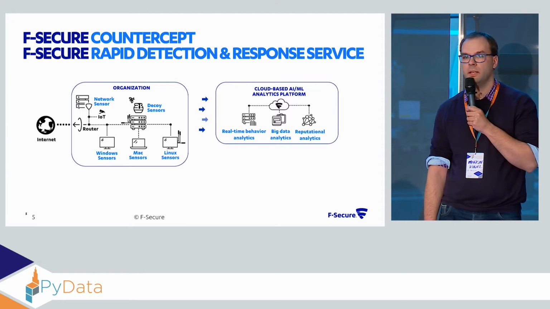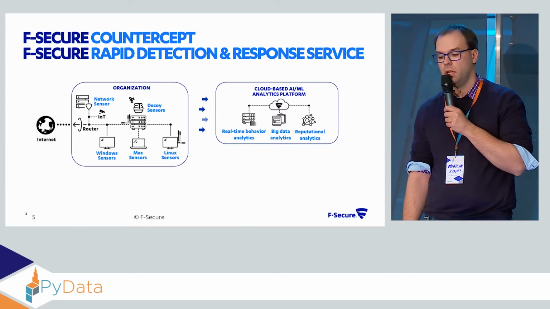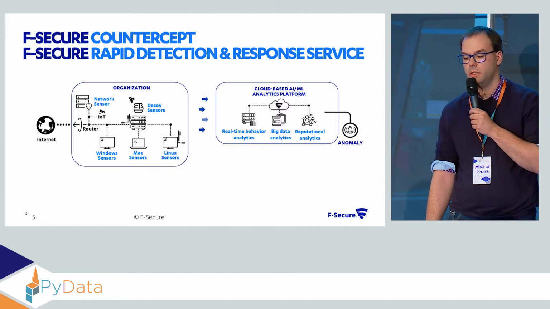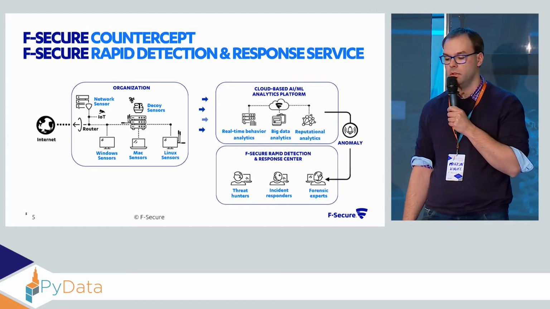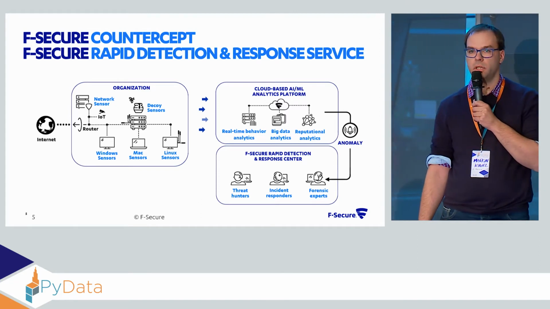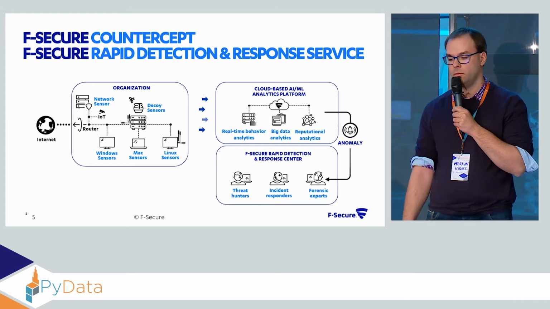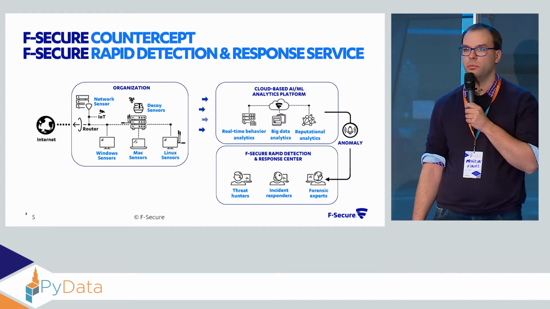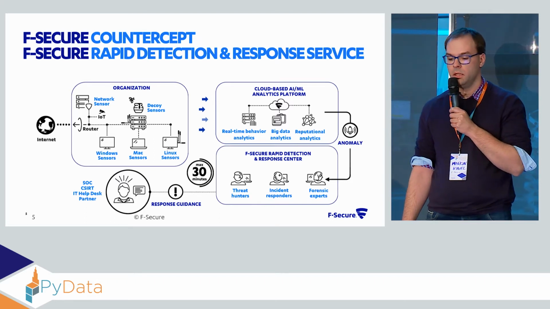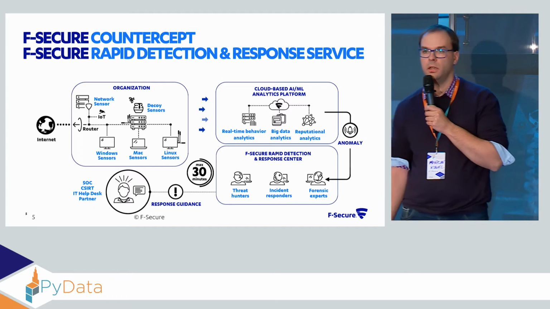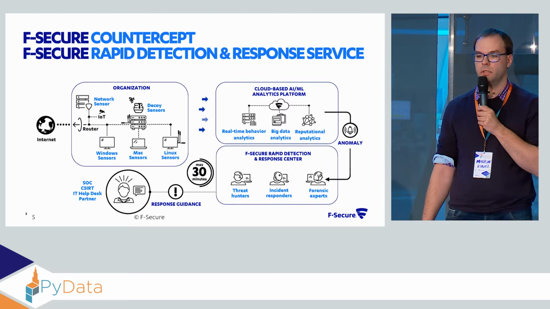In the backend, we have many different machine learning and statistical analyses of those events, and we try to generate anomalies, which are later viewed by our threat hunters. So we can have some degree of false positives, and a human will confirm that something is very malicious, and we should inform our client about hacking activity. And we promise to give such information to our client within 30 minutes from the detection of such malicious activity.